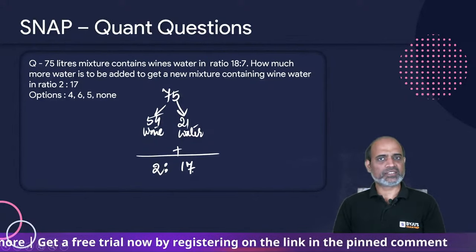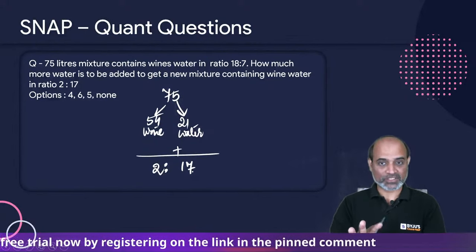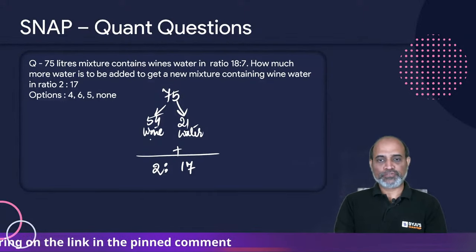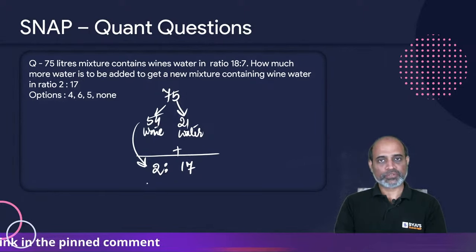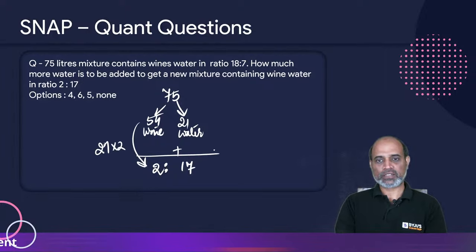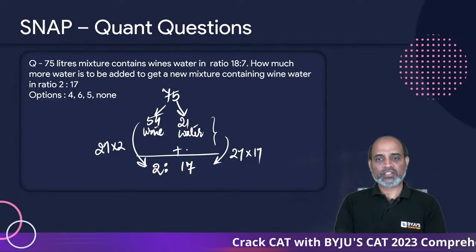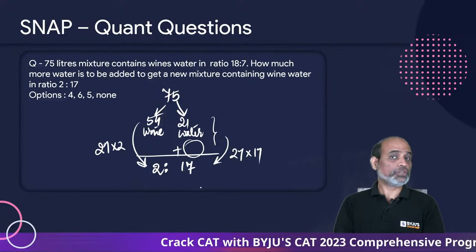It doesn't make sense. I mean, the options do not make sense. The question, obviously, makes sense, right? So 54 is still 2, which is actually 27 into 2. So we need here a total of 27 into 17, which is in hundreds and hundreds. The amount of water to be added has to be huge.